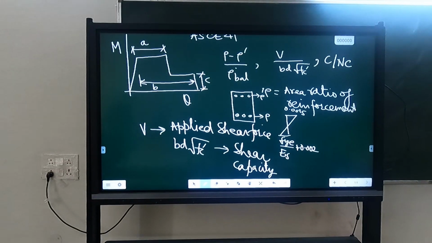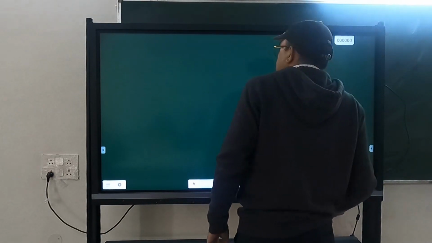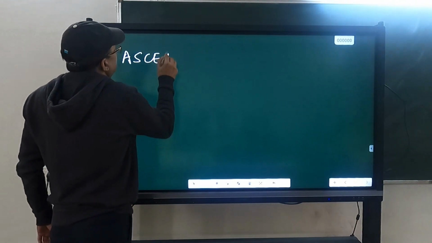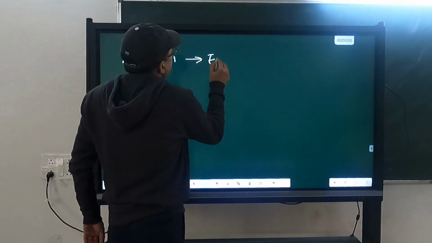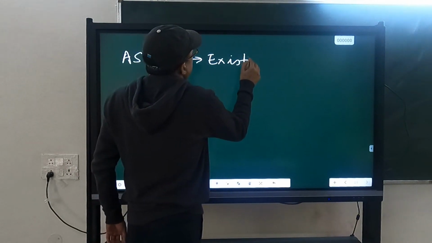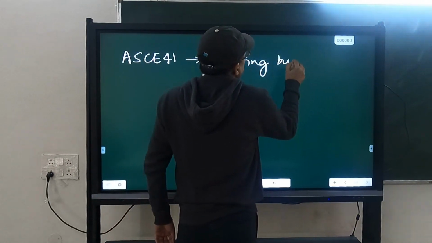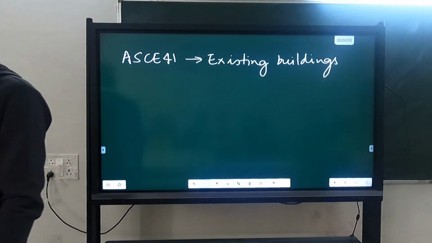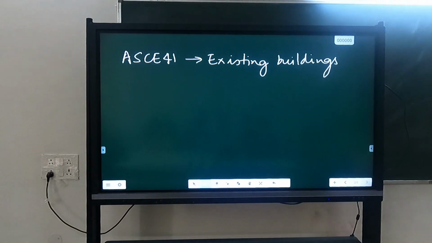In case of column, ASC 41 deals with existing buildings. That's why it deals with C and NC both. But in a new structure, when you are designing a new building, there will not be any NC. You will always have conformity.